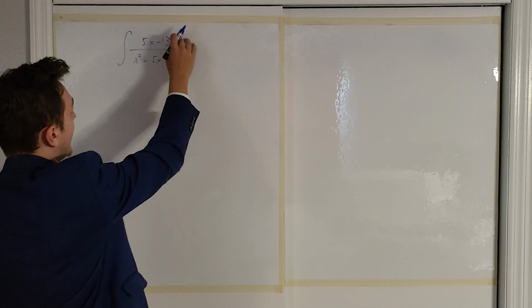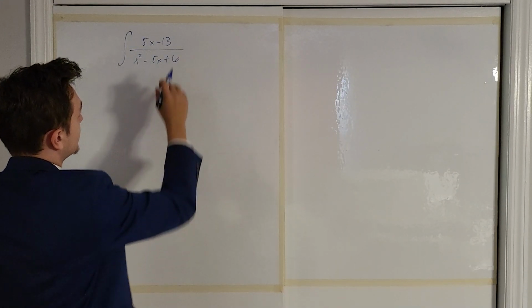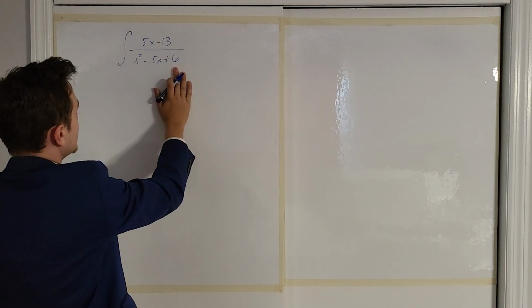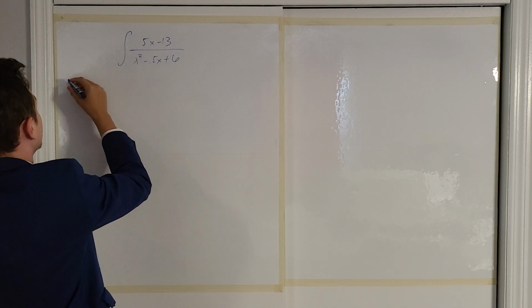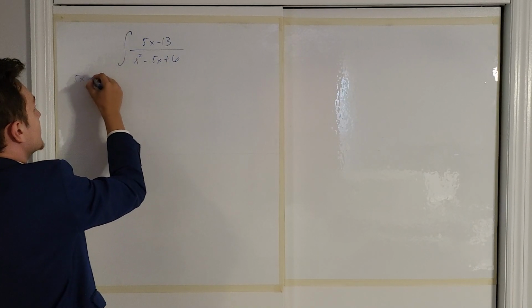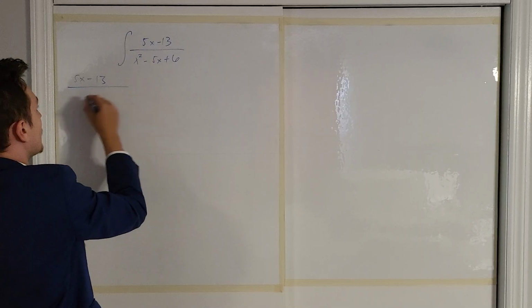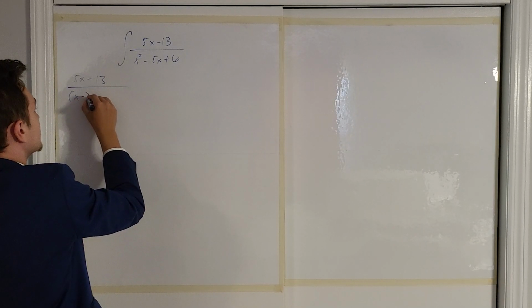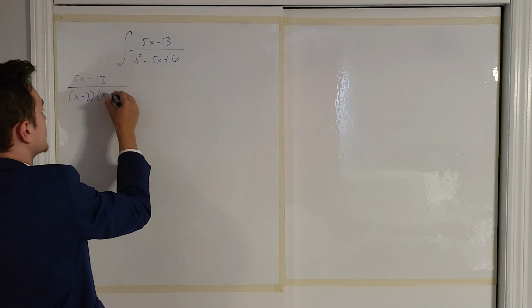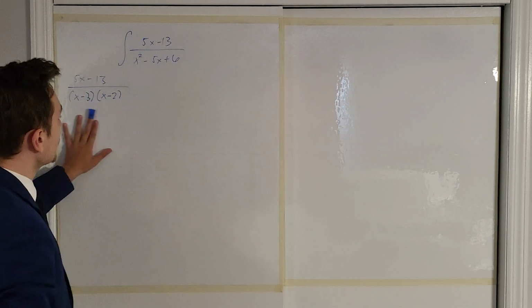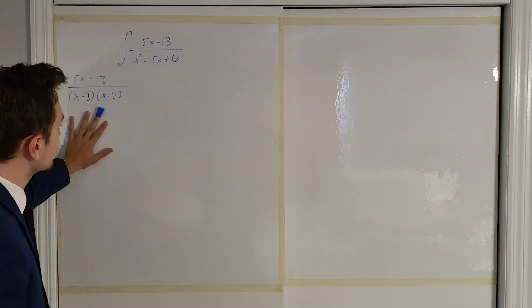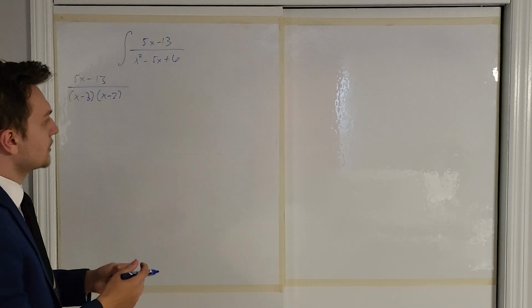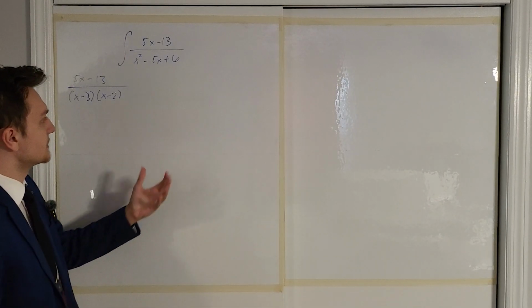This is as factored as it can get. We can't factor anything more out of this. This, however, can be factored. And I can rewrite the partial fraction as 5x minus 13 all over x minus 3 times x minus 2. Okay? Now that I have everything in my factored form, I can set up my decomposition.